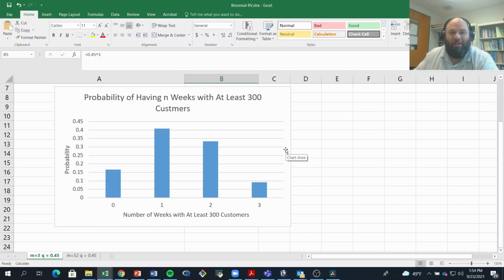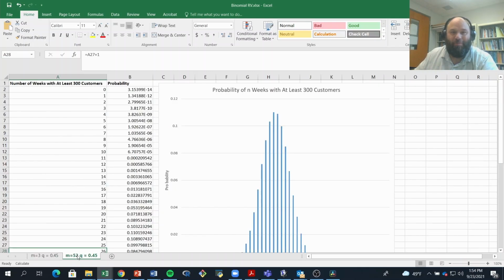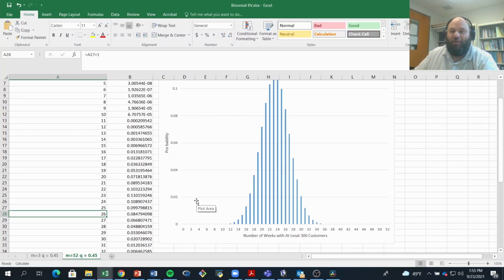Let's see how this works by extending this to 52 weeks, a full year. Here's the probability distribution for the number of weeks with at least 300 customers over the course of a full year, based on the assumption that each week independently has a probability of having at least 300 customers of 45%. So we can see all the numbers to the left, but the graph tells a much larger story. First of all, if we need to have 300 customers or more every single week in order for this to work, in order for us to break even, then we're in really rough shape.